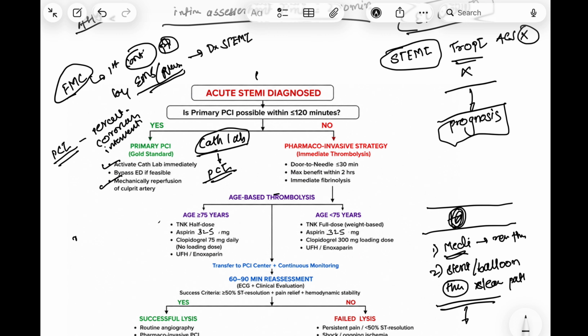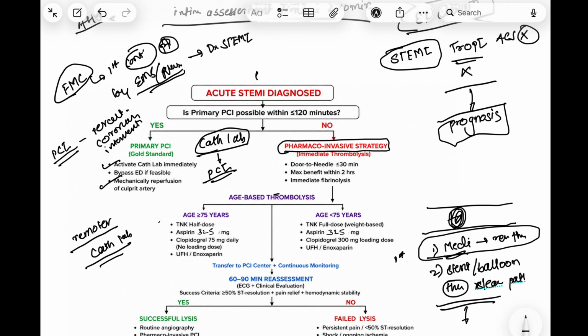Now suppose you are working in a remote area where there is no cath lab and you receive a patient with STEMI. Then what will we do? Then you will go for a pharmaco-invasive strategy. What do you mean by pharmaco-invasive strategy? In this case, you will go for a medical reperfusion first, followed by PCI, right? So for a facility in which there is no cath lab, we will go for medical thrombolysis, and after that we will shift that patient to where the cath lab is present.